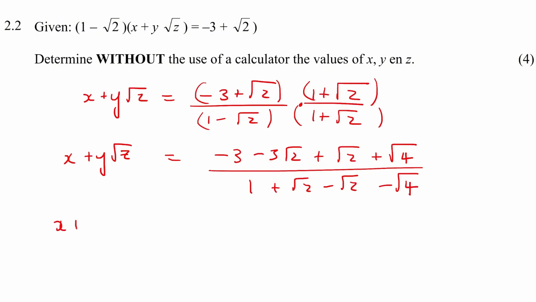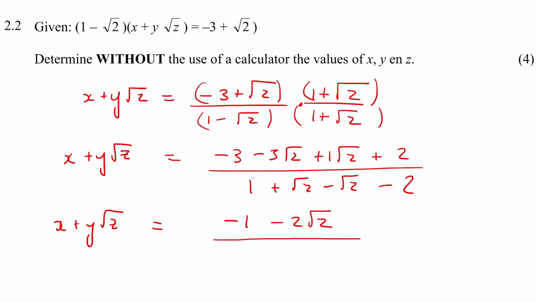What's really nice now, though, is that these two are going to cancel. And that's the whole point of rationalizing the denominator. You're getting rid of the square roots in the denominator. And this is just going to become the number 2. So I'm going to change these to the number 2 and the number 2. So here we can say minus 3 plus 2, which is minus 1. And then here we've got minus 3 square root 2 plus 1 square root 2, which would be minus 2 square root 2. And then at the bottom, we're going to have these two cancelling, and you're just left with 1 minus 2, which is negative 1.